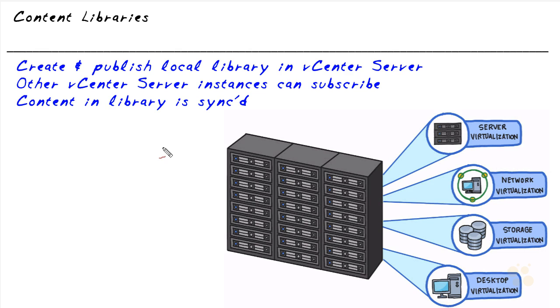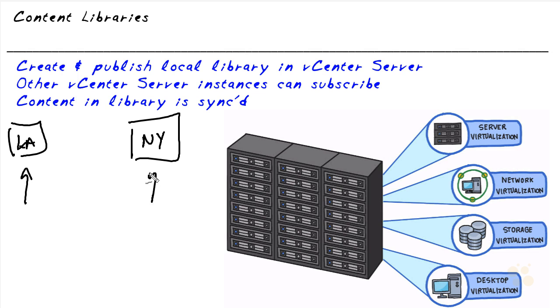Well, we might have two data centers. We might have one in Los Angeles and we might have one in New York. So we could have an instance, for example, of vCenter server in LA and an instance of vCenter server in New York, or other parts geographically separate from each other. And there may be a need to have, for example, a template to deploy VMs from, and they may want that in Los Angeles and in New York.